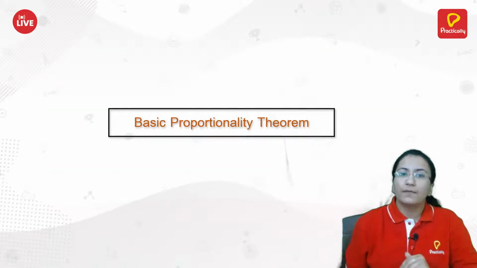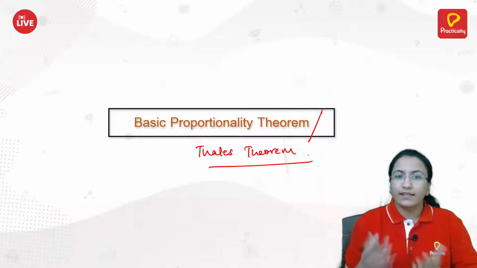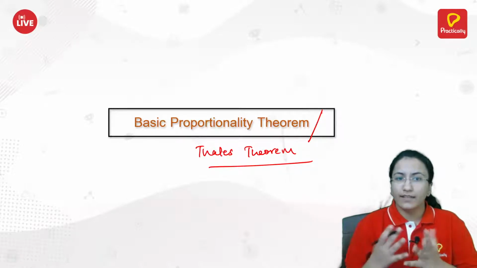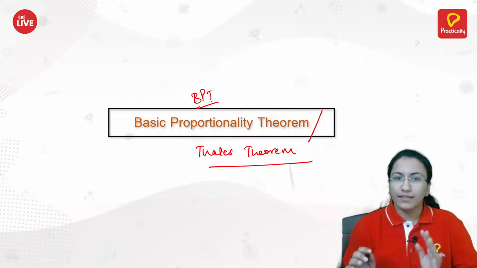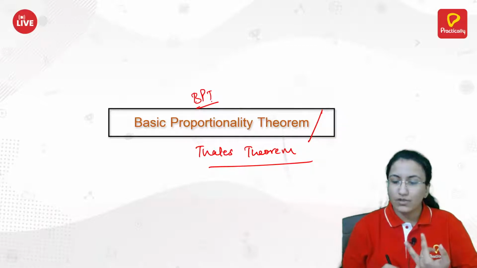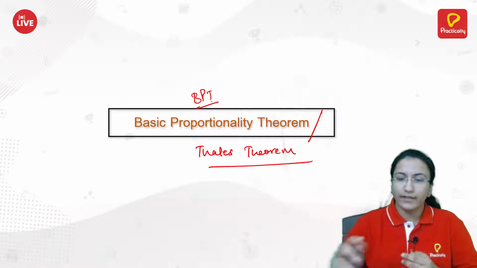Next, we have the Basic Proportionality Theorem. This is also known as Thales Theorem. In some schools they say Thales Theorem, or they say Basic Proportionality Theorem, or they even write this in short form as BPT. Okay, all these may mean the same thing. Either they have written BPT, or they say Basic Proportionality Theorem, or they say Thales Theorem. All mean the same.